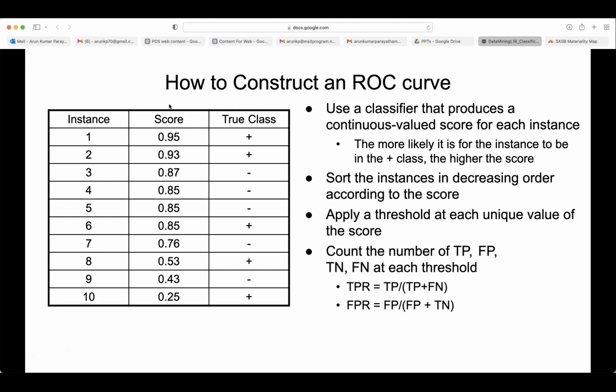Once you get this, arrange them in sorted descending order, 0.95, 0.93 like that. For the continuous valued score of each instance, the more likely it is for the instance to be the positive class, the higher the score. So this has a 95% probability to be labeled as positive class. For this also, labeled as positive class. But this one is the true class. So you got 87% from your algorithm to be labeled as positive class, but originally it is a true class, which means a 13% chance is there. It is taking that 13% chance. Similarly, you go through all these.